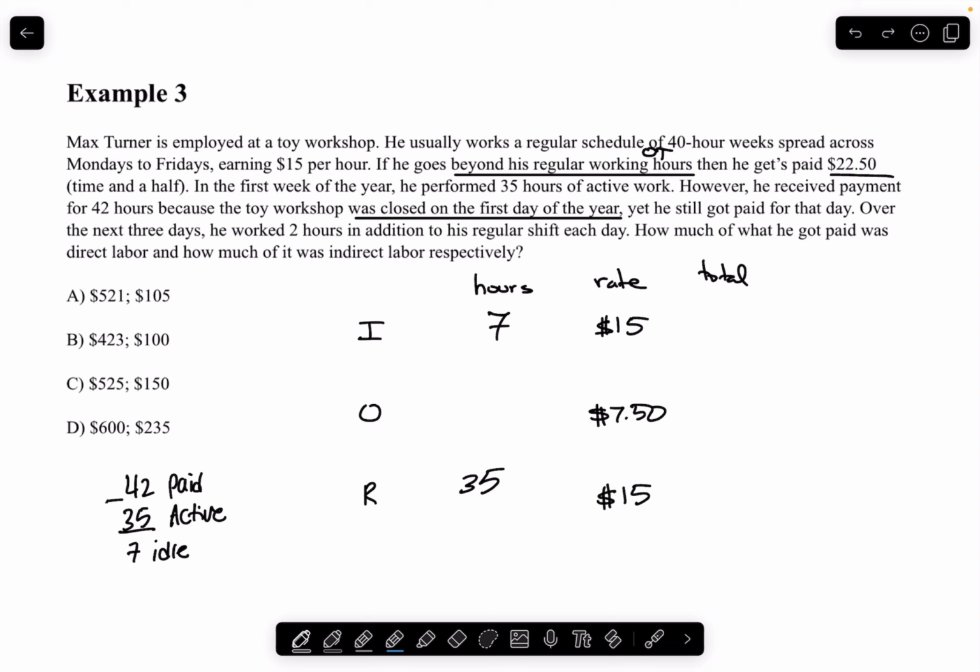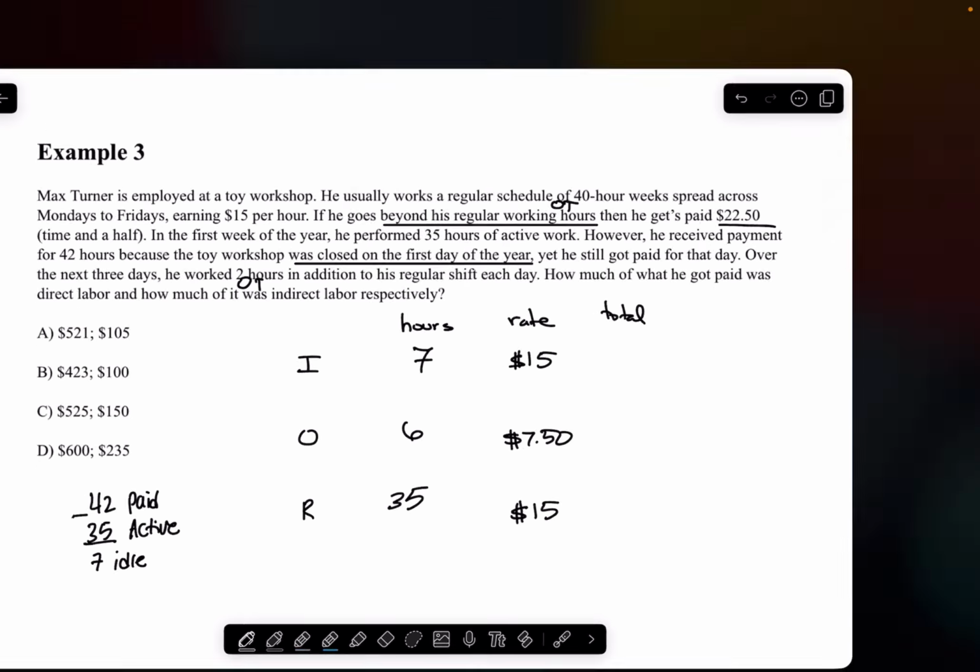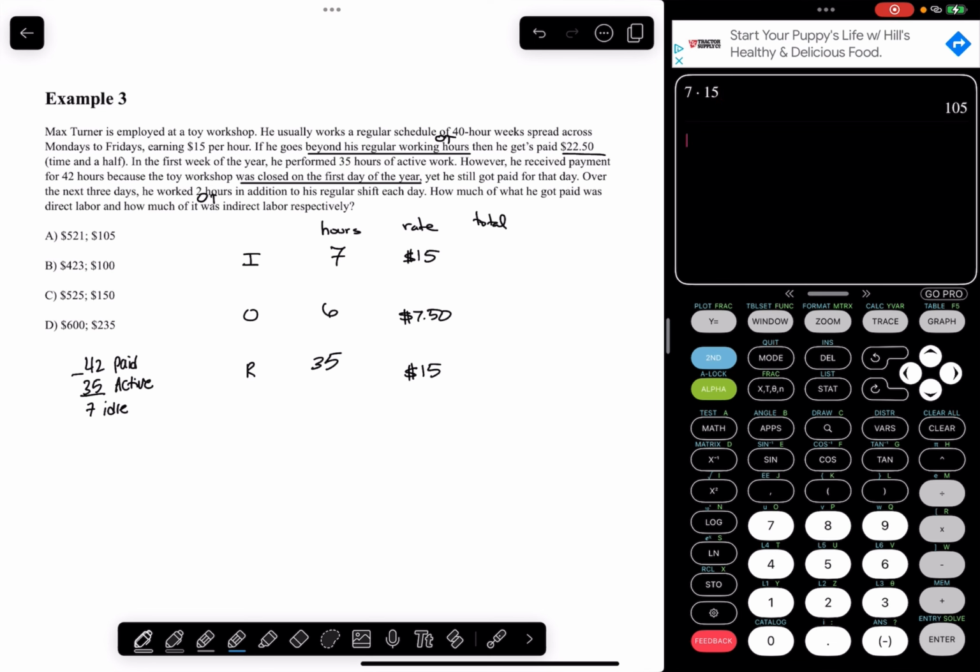So over the next 3 days, he worked 2 hours in addition to his regular shift each day. So in addition to regular hours, he's working 2 hours extra for 3 days. That's what we call overtime. 2 hours times 3 days, that's 6 hours of overtime. Great, now we have everything. Let's go ahead and multiply these numbers. So 7 times 15, that is 105. Then we have 6 times 7.50, that is 45. And we have 35 times 15, that is 525.